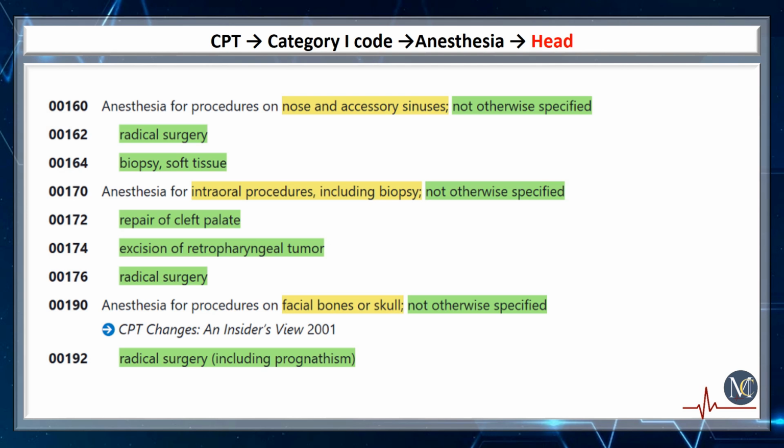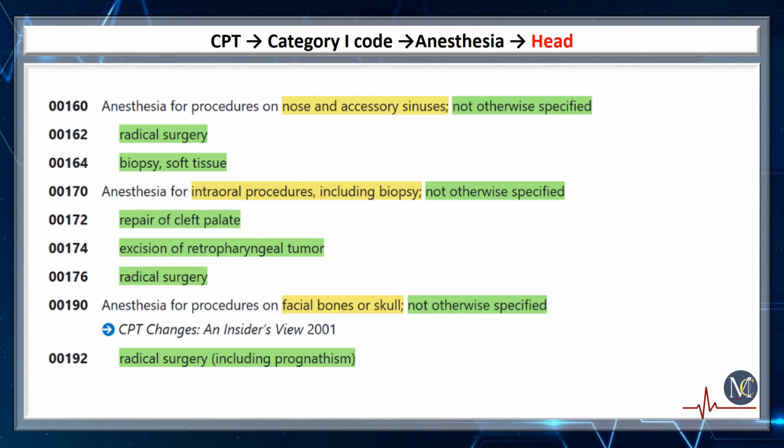Next code is 00174, excision of retropharyngeal tumor. Excision means removal. Retro means behind. It means the provider performs the anesthesia service to facilitate the removal of the tumor behind the pharyngeal region. Next code is 00176. It is again radical surgery.